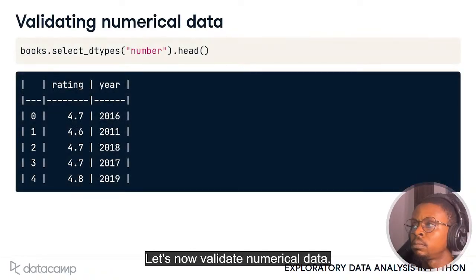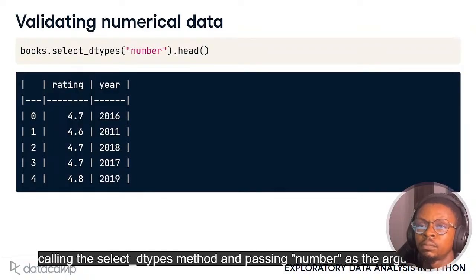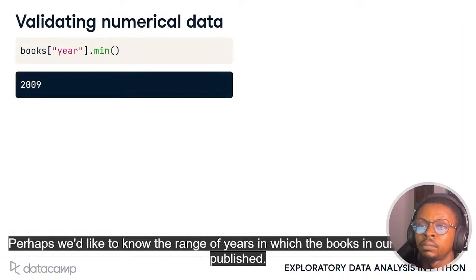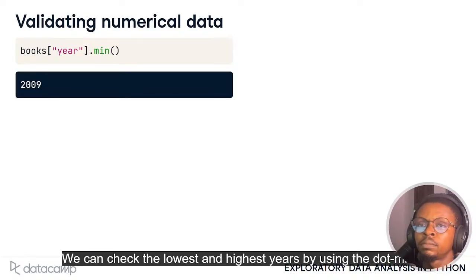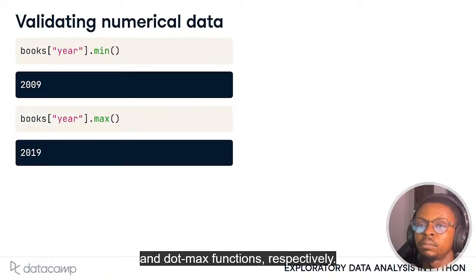Let's now validate numerical data. We can select and view only the numerical columns in a data frame by calling the selectDtypes method and passing number as the argument. Perhaps we'd like to know the range of years in which the books in our dataset were published. We can check the lowest and highest years by using the .min and .max functions, respectively.